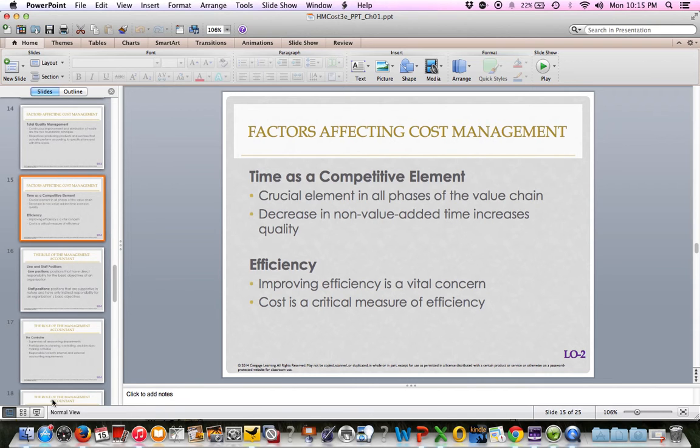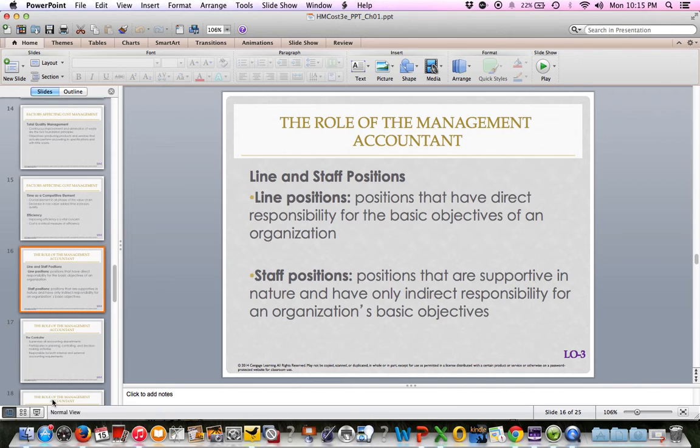So it's just some other factors affecting cost management. Time, right? Obviously, if I can deliver new goods and services to market faster than my competition, obviously a good thing. And so if I can eliminate non-value added items that are in my value chain and decrease the time it takes for some of those things, then I improve quality. I can increase the quickness of getting new products to market. Of course, efficiency, we know what that is. And cost management plays a crucial role in becoming more efficient in delivering goods and services to our customers.